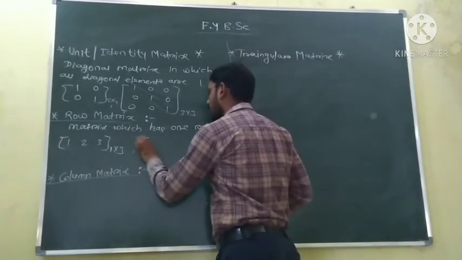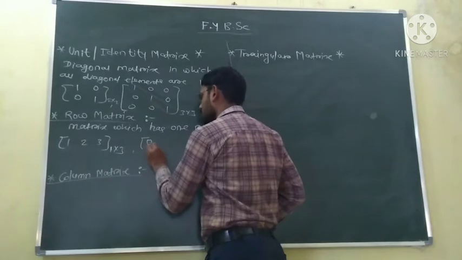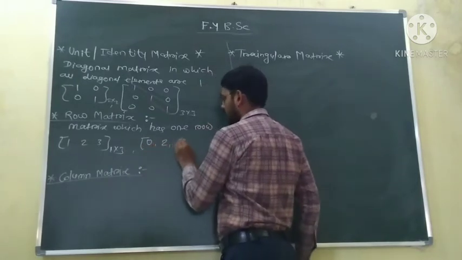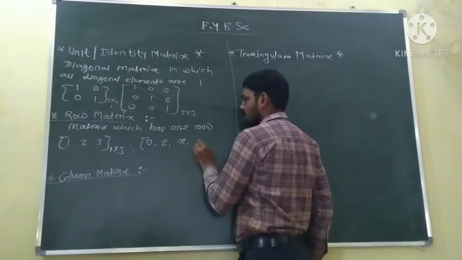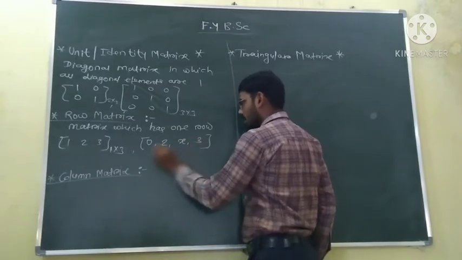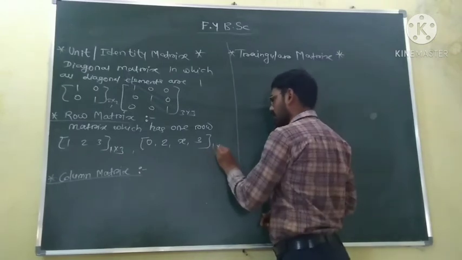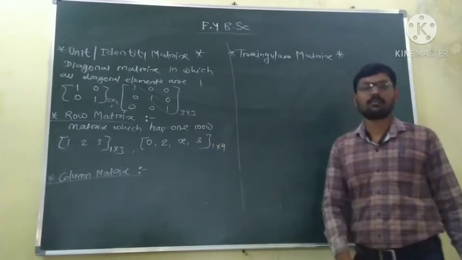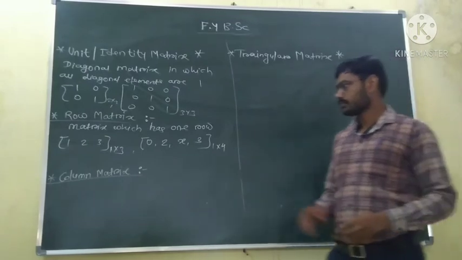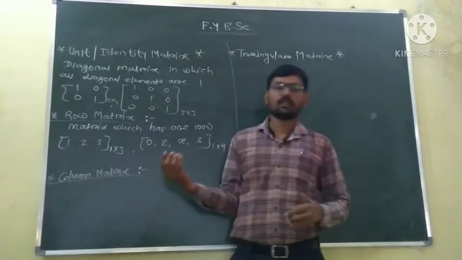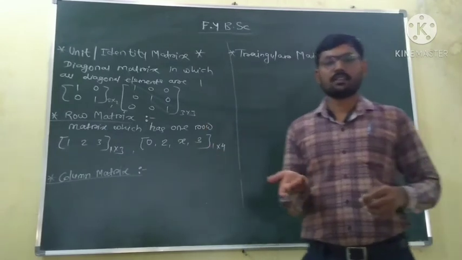Again, for example, 0, 2, some number say x, 3. This is also a row matrix, with only one row and 4 columns. On a similar basis, there is a type called column matrix.